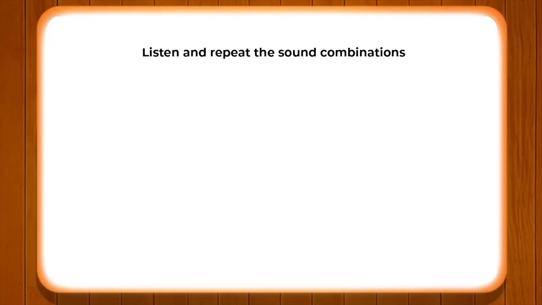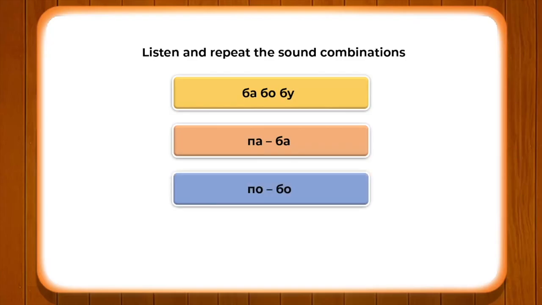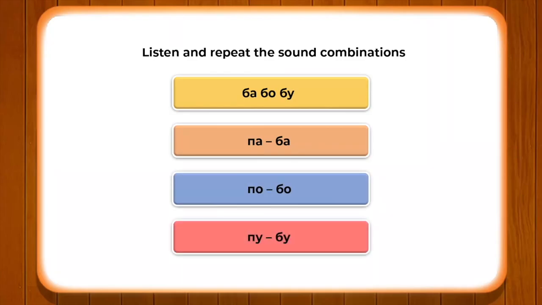Alright, now we will go ahead and see a combination of such letters and we will pay attention to the sound. We have ba, bo, bu and pa, ba, po, bo, pu and bu. So, here you have seen how these different letters, whether they are a consonant or a vowel, while combined together make a different sound.